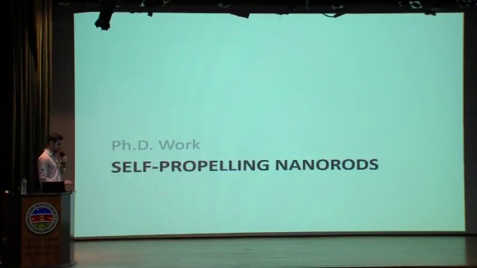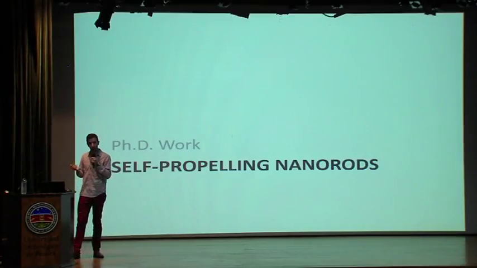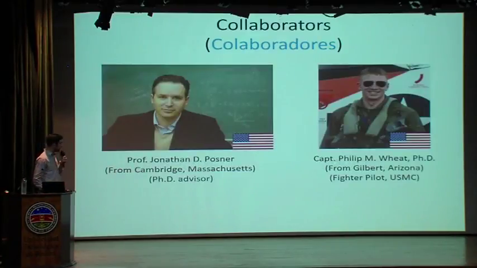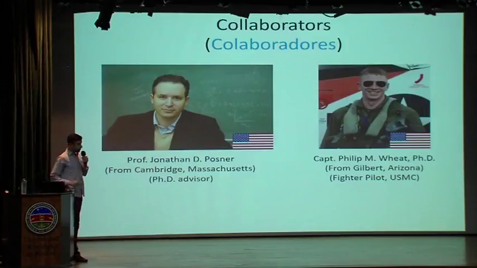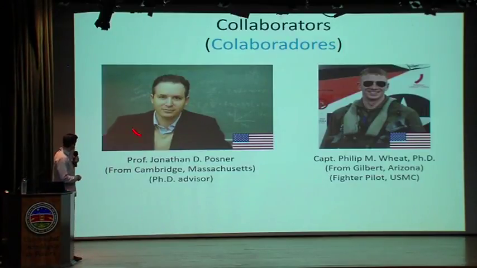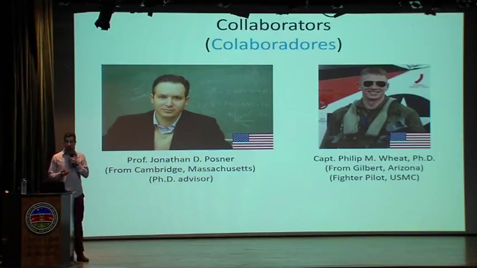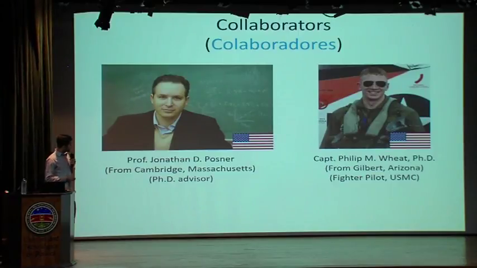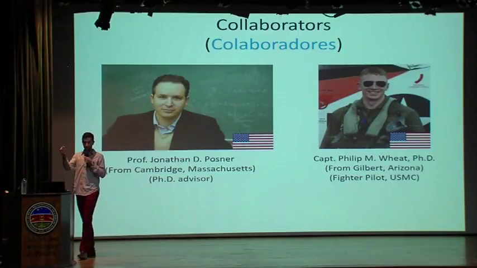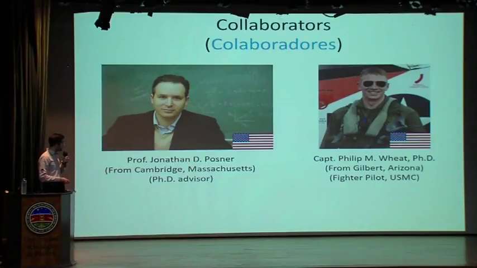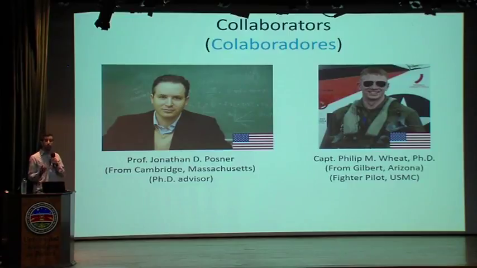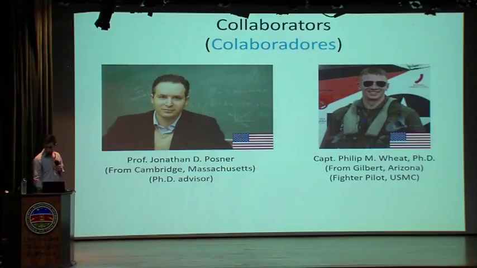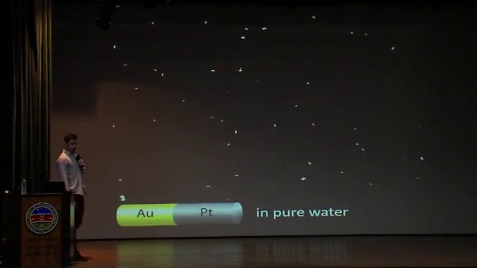For the first part of my talk, I'm going to talk about some work that I did for my doctorate, my PhD. This was done at Arizona State University and the University of Washington. I want to briefly acknowledge my collaborators. This here is Jonathan Posner, who was my PhD advisor, professor at the University of Washington. And this guy over here is Philip Wheat, who's a classmate of mine. He and I collaborated on some of the experiments that I'm going to show. He's now a fighter pilot in the U.S. Marine Corps.